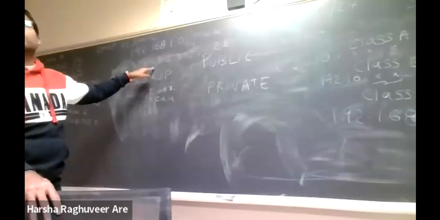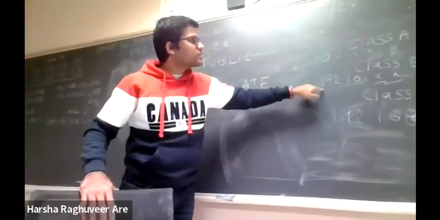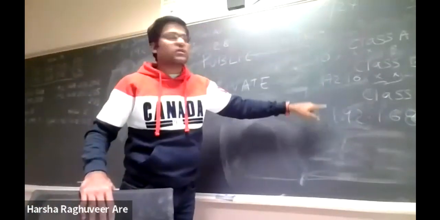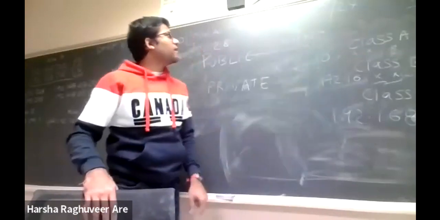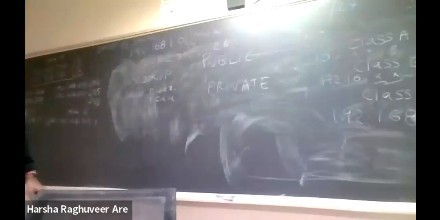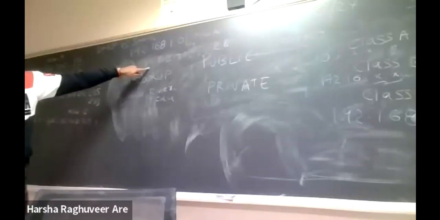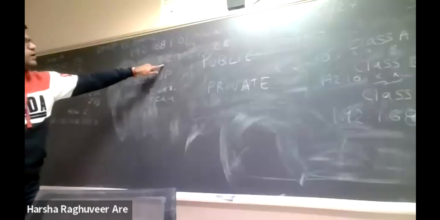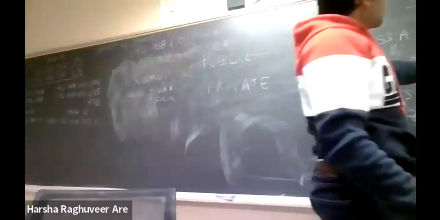This is a public address. How do you know this is a public address? Because it's not in this range. Remember, this is private, private, private. So tell me which class is this public address? This one, because 141.230. Look at the first number, 141. It falls here.